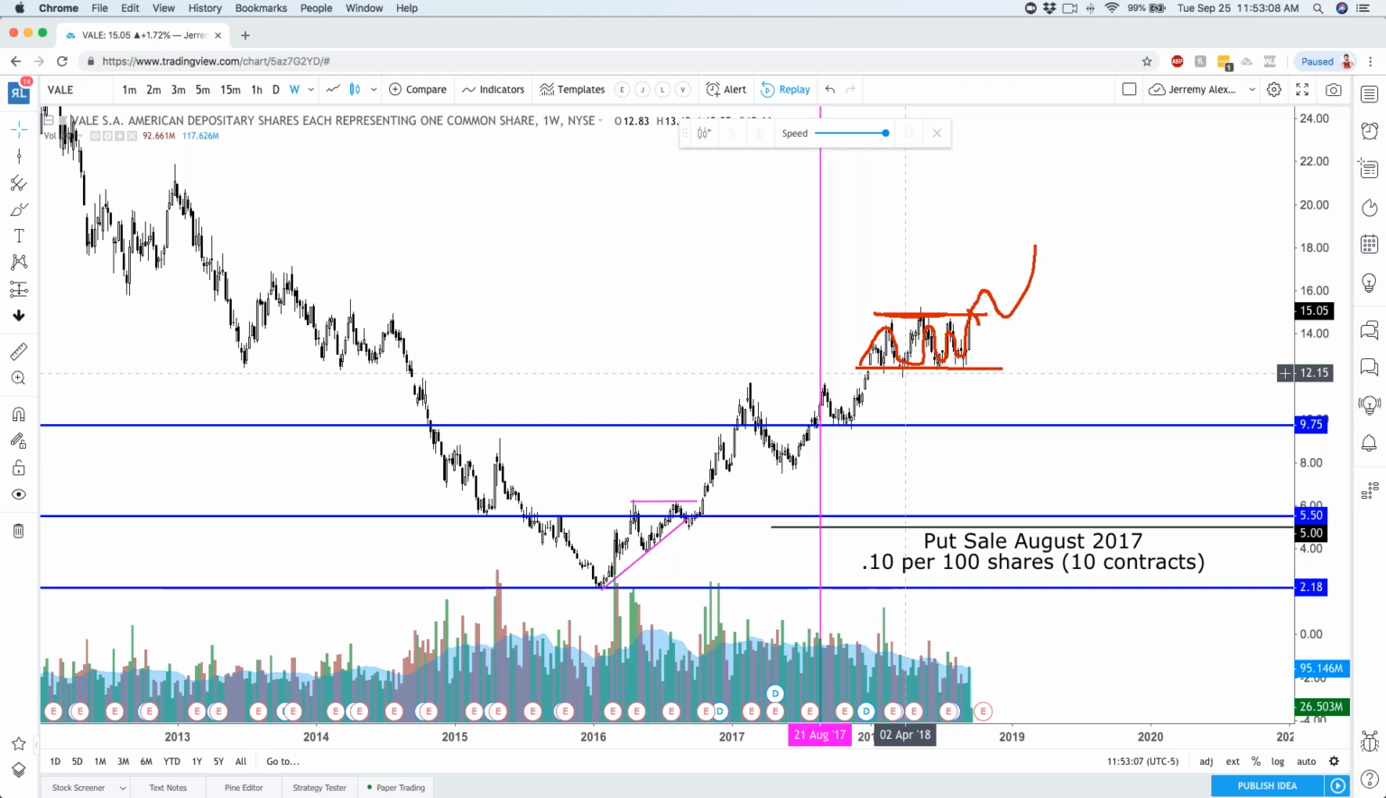Or you could, I personally wouldn't short it, but you could short it, play it back down into the support. And once it trades back down to this support, then you buy it. Or you can just continue doing the put sale strategy and the put sale approach on this one.